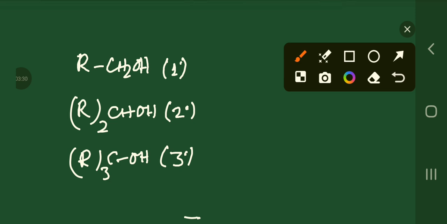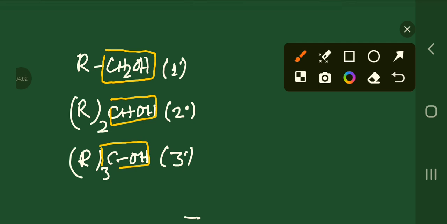But sometimes you feel difficulty to find out the degree of alcohol, so you can remember this part. If in any alcohol the OH part is attached with the CH2 part, or you can see CH2OH group, it will be 1 degree. In case of CHOH, 2 degree. In case of C bond OH, it is tertiary.